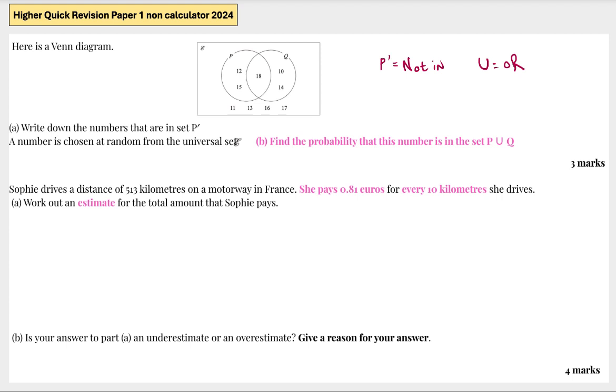Here's another quick revision, hopefully no more than 4 minutes, so I'll carry on.